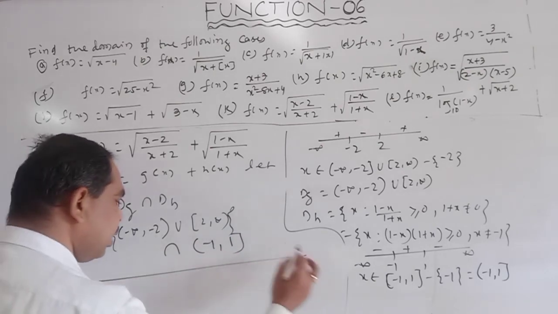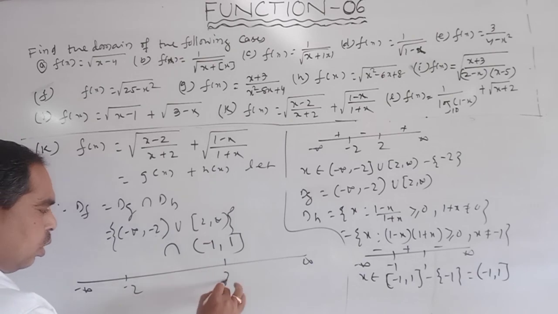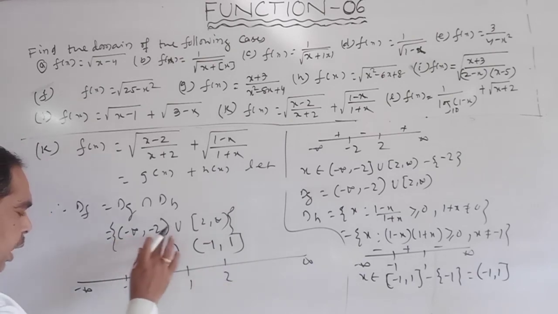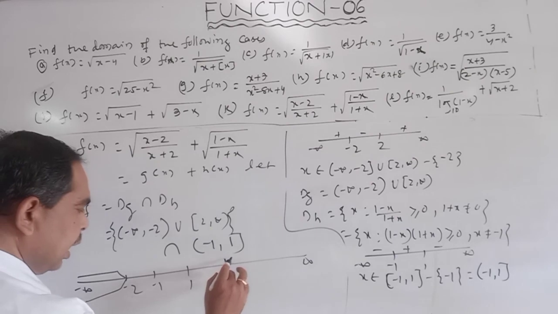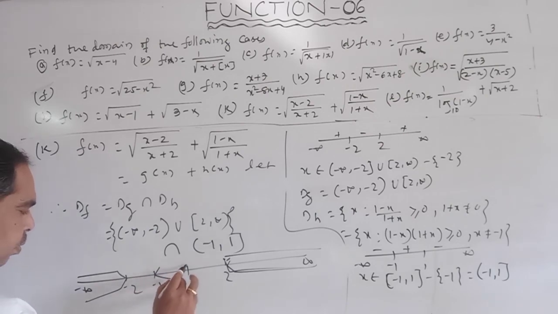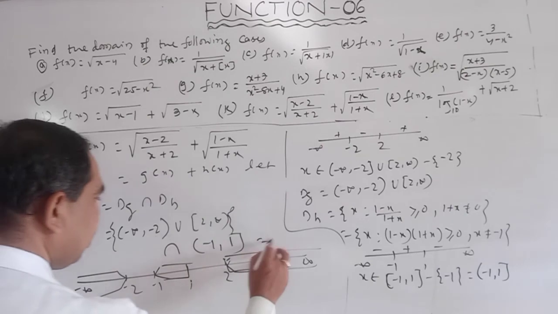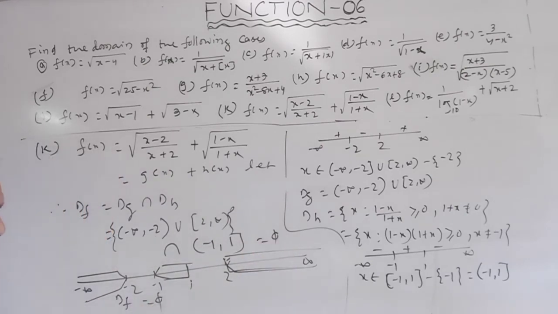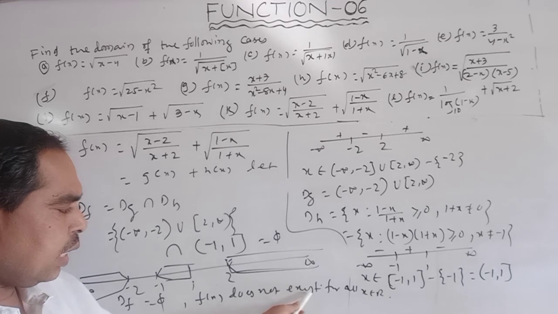Okay, this is the number line, minus infinity to infinity. Here minus 2, this is 2, minus 1, 1. So first one, minus infinity to minus 2. This is the first one. Next, 2 to infinity. This is minus 1 to plus 1. So there is no common part, so this is empty set. So domain of f is equal to empty set. f of x does not exist for all x belongs to R.